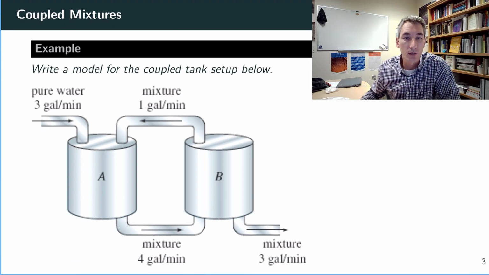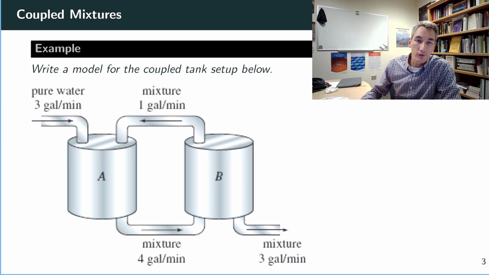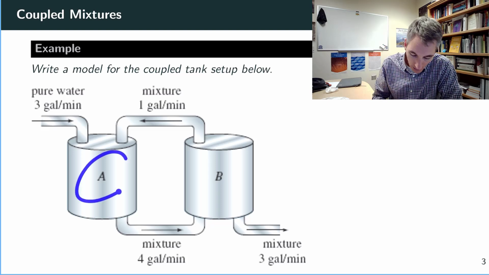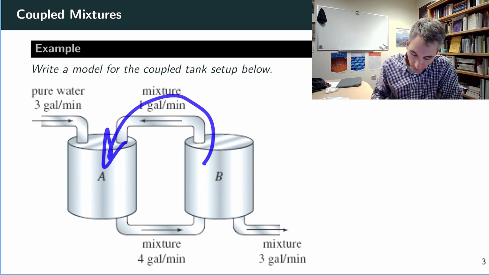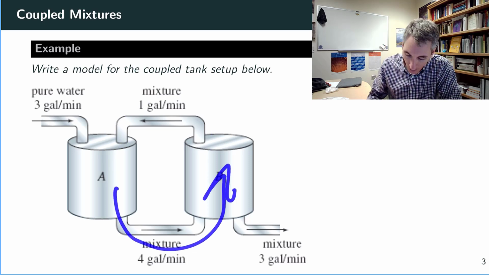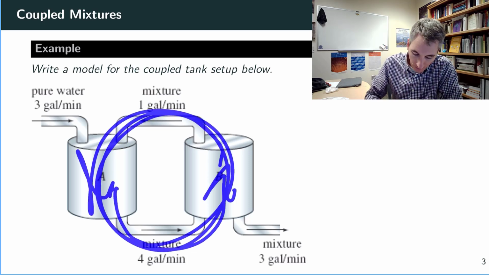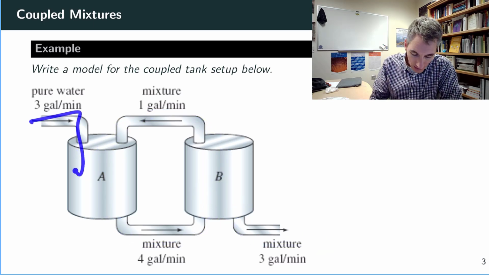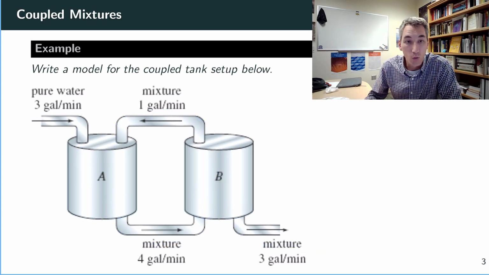We're going to look at coupled mixtures. In this problem, we've got a coupled tank setup. You have tank 1 and tank 2. What's interesting is that tank 2 pumps into tank 1, which pumps into tank 2. So you have mixing happening here, and then you have a drain on tank 2 and water coming into tank 1. Can we cook up a model for this?